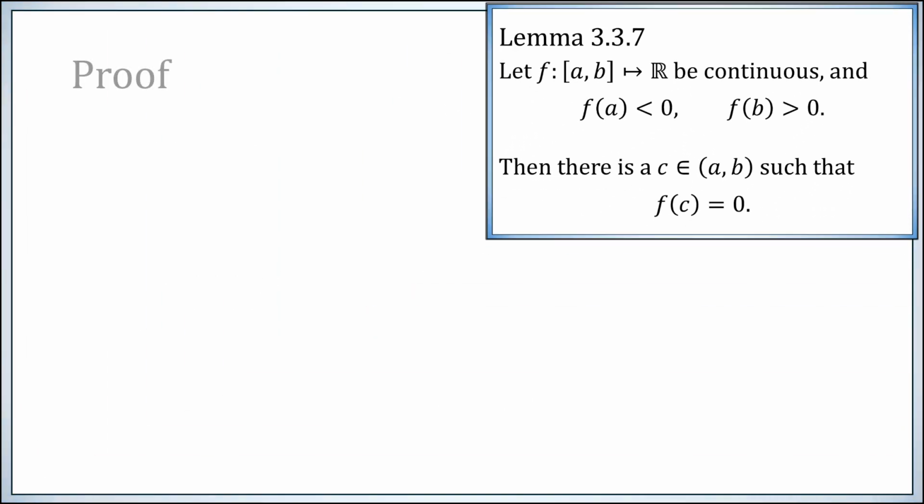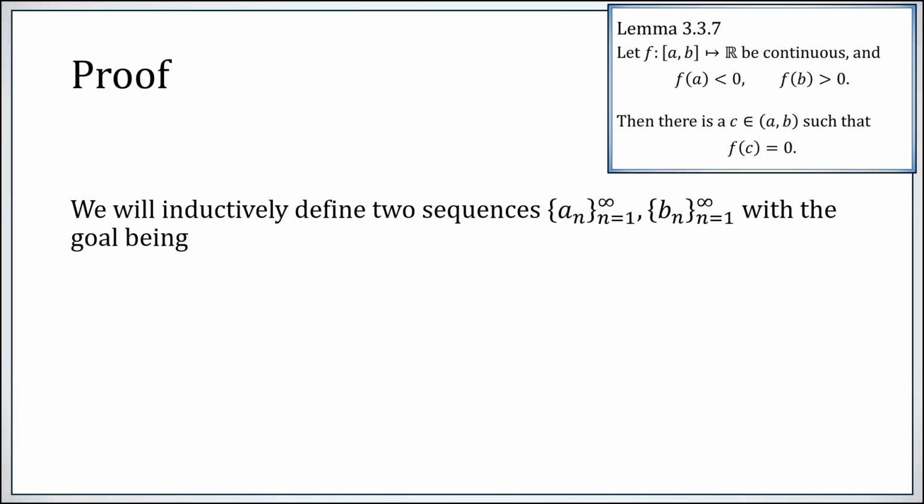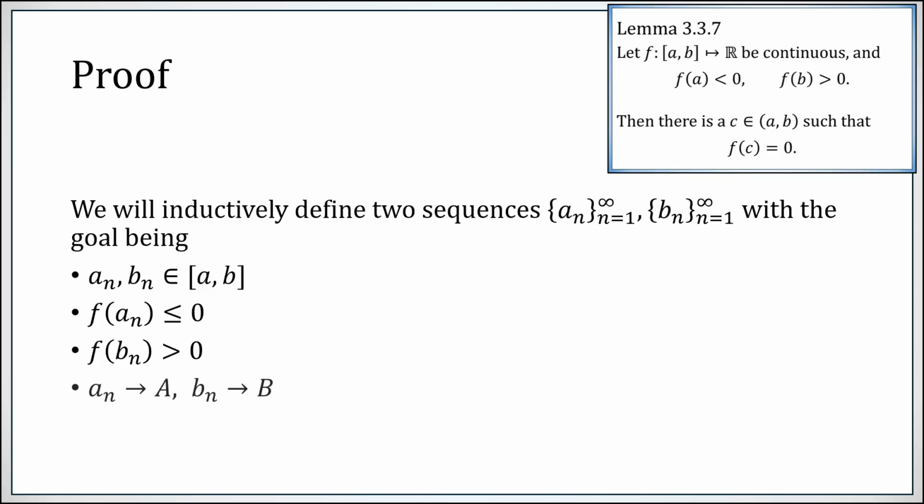Let's start the proof. We're going to define two sequences a_n and b_n. These sequences are going to have a few properties. First of all, we want to be pulling points out of the domain. a_n and b_n will always belong to the interval from a to b. a_n is chosen so that the corresponding points in the range, f of a_n, are always less than or equal to 0, whereas f of b_n is always positive. Also, the sequences a_n and b_n are going to be converging to something. a_n is going to converge to something that we're going to call capital A, and b_n is going to be converging, and we're going to call its limit capital B.